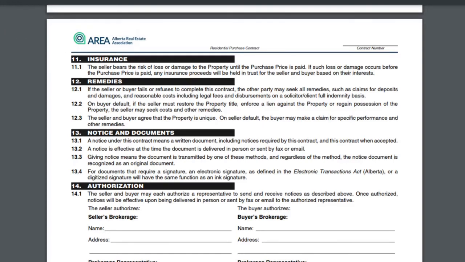So I'm going to read this one here, 12.1. If you're the buyer or the seller, this is important. If the seller or the buyer fail or refuse to complete the contract, the other party may seek remedies, such as claims for deposits, damages, and reasonable costs, including legal fees and disbursements of the solicitor, full indemnity basis.